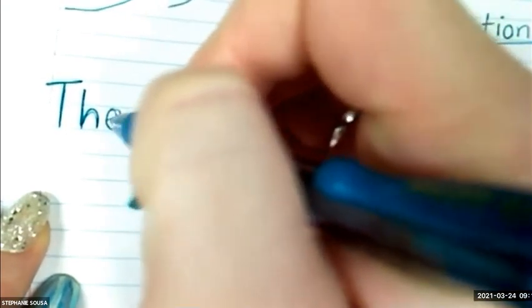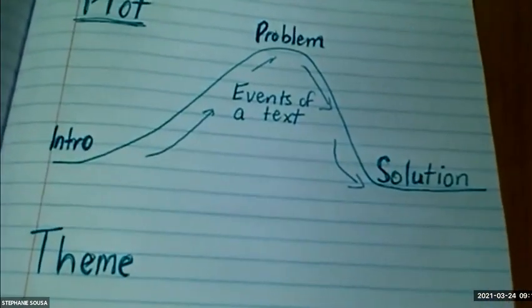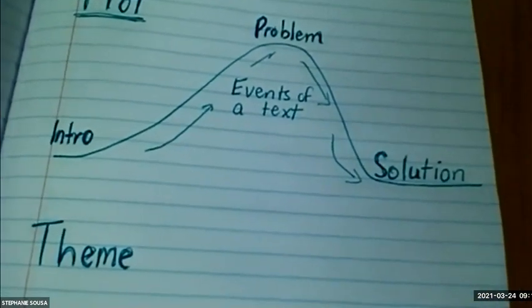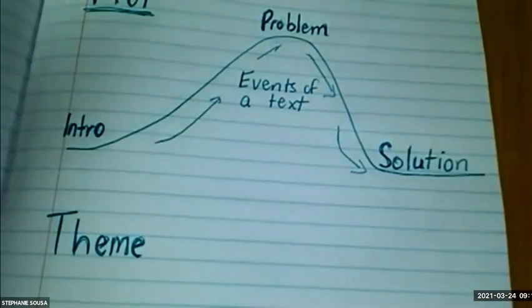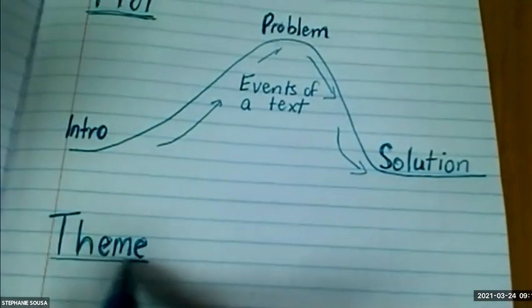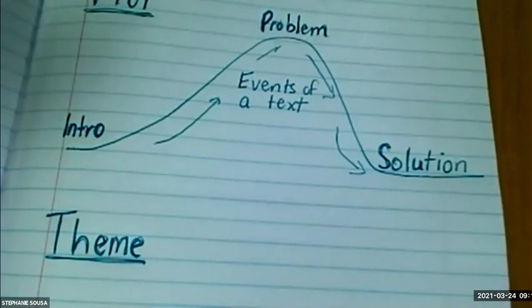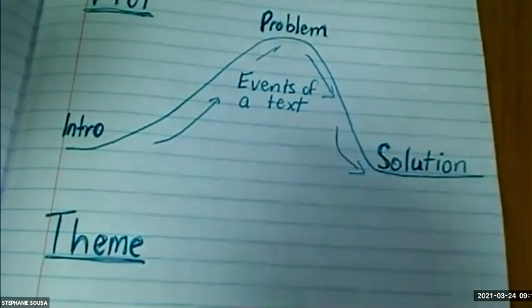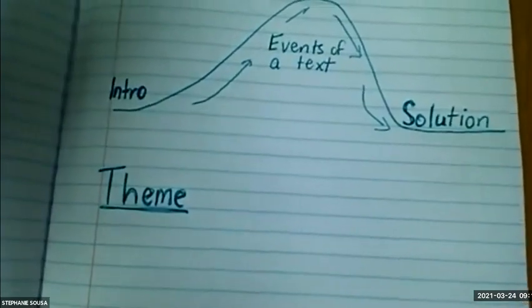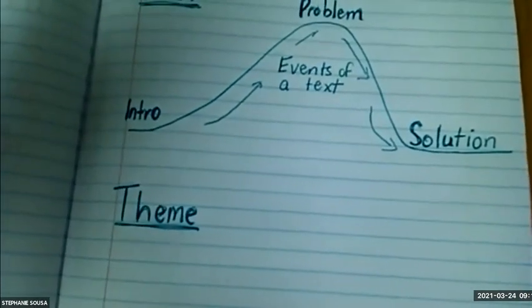I'm going to do the same thing. I'm going to make the word theme take up about 2 lines in my notebook so that I can see it is a different section of notes than the top plot. Theme. And again, this is short and sweet. For theme, we're going to write the first part of our notes in capital letters, okay?